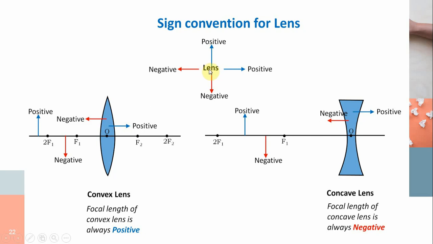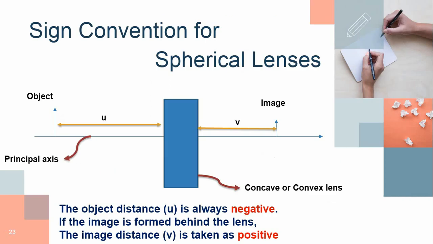This is a lens. So above the principal axis we take positive, below the principal axis we take negative, left side of the lens we take negative, right side of the lens we take positive. Finally, the focal length of the convex lens is always positive, and the focal length of the concave lens is always negative. This concept we will discuss later. We discuss with a few examples.